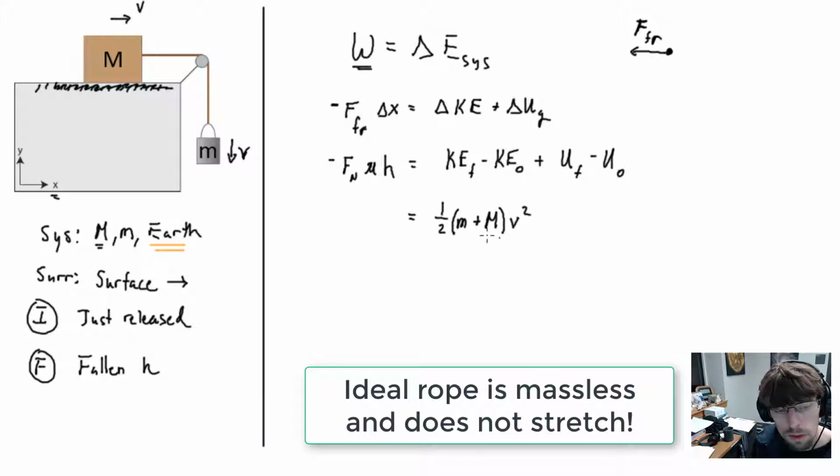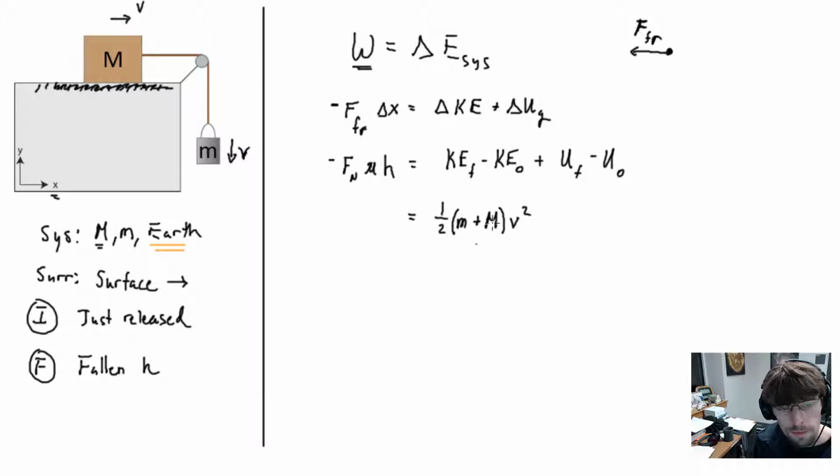If I distribute that out, I would get the kinetic energy of the little mass and the kinetic energy of the large mass. Well, oh goody, this starts from rest, so this one's 0, because v naught equals 0. Okay.